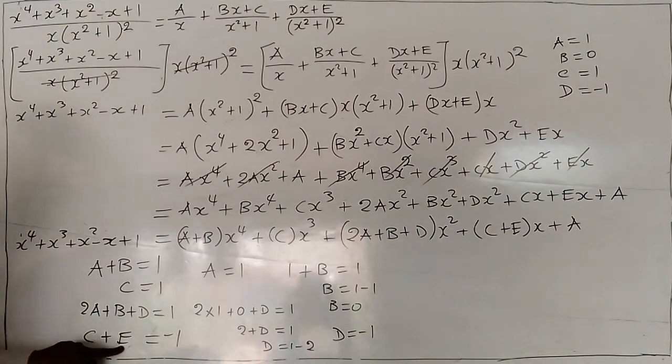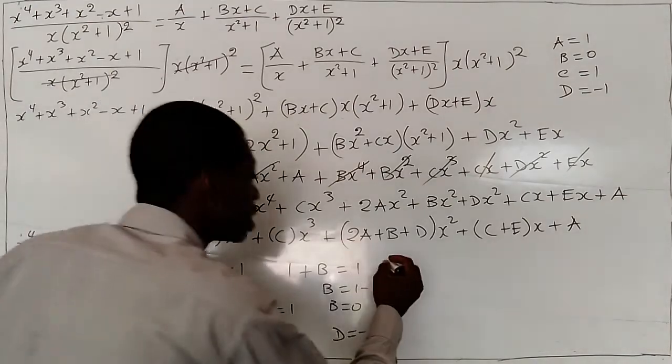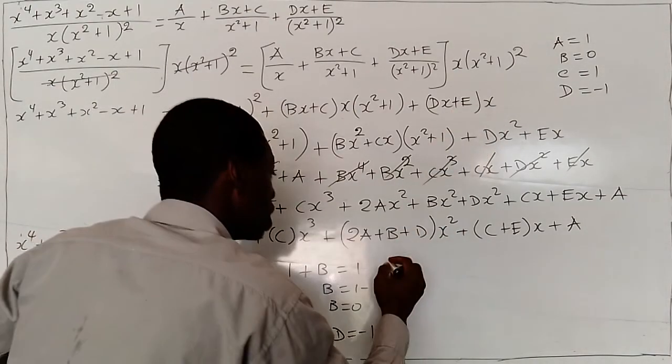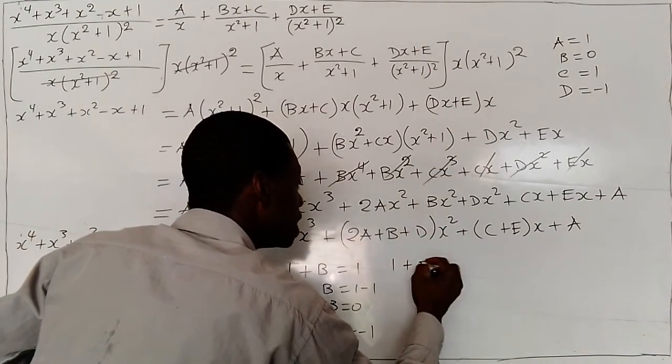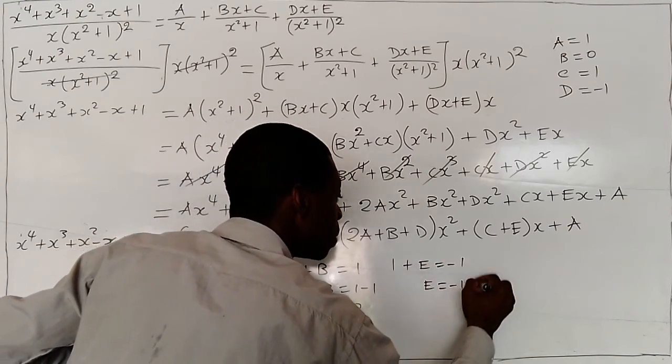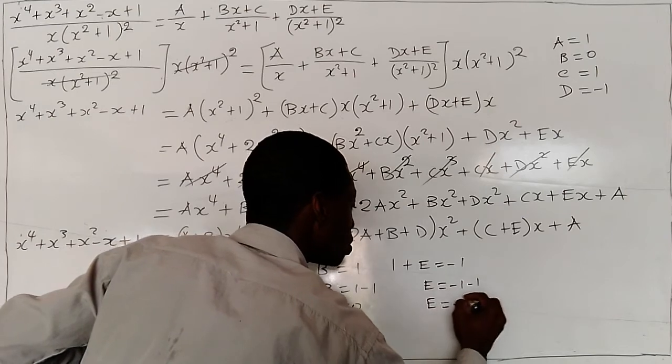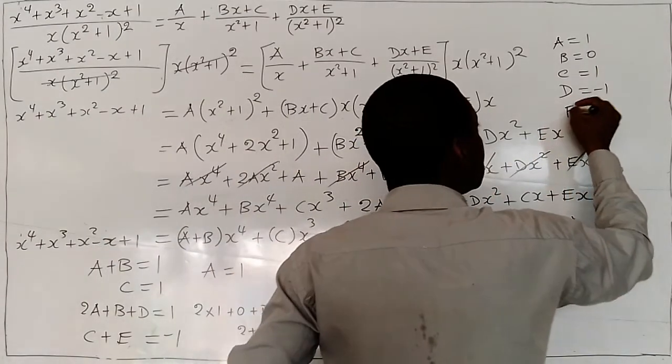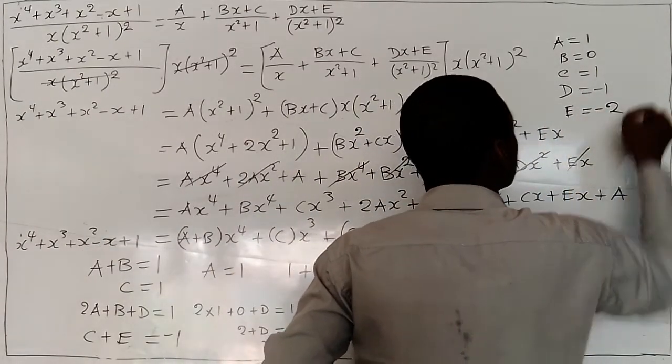We get the value of e from here. We say that c plus e equals minus 1, right? And we say that the value of c is 1. That means 1 plus e equals minus 1. So e equals minus 1 minus 1, so e equals minus 2.